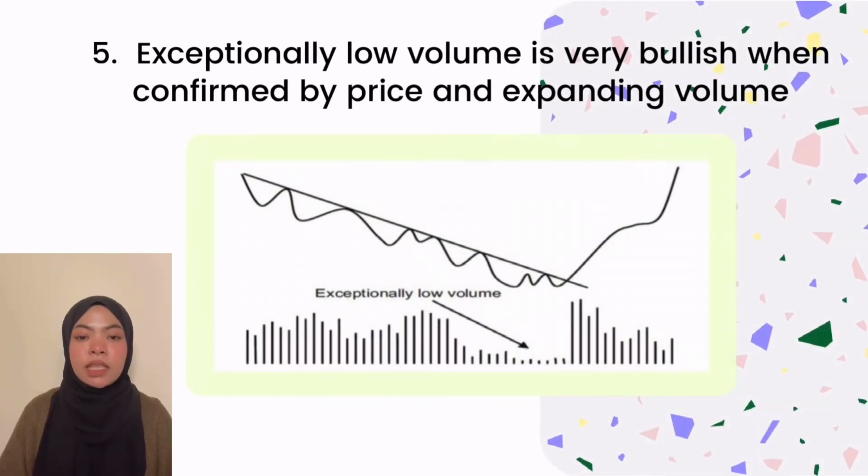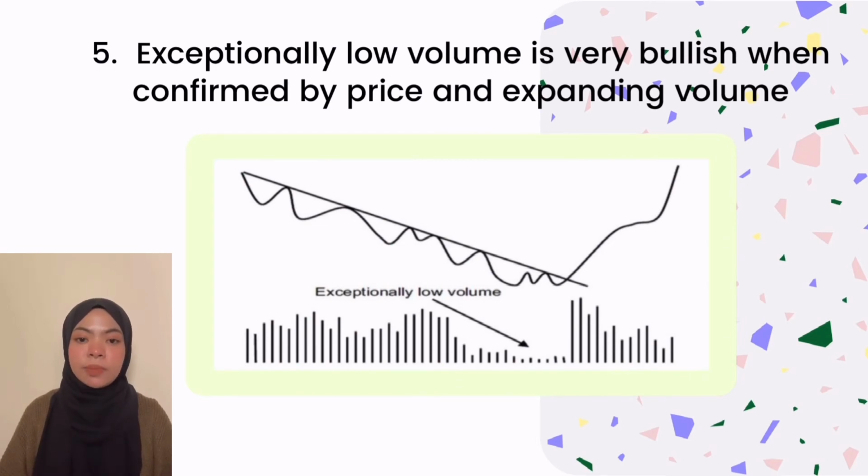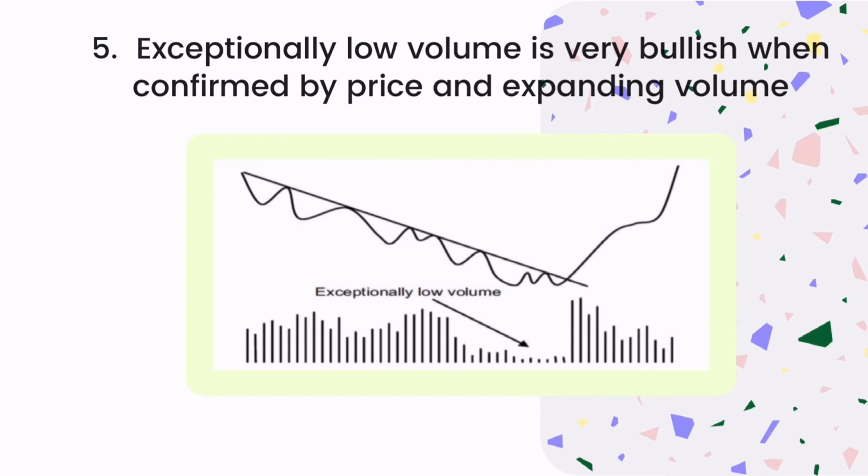Next is exceptionally low volume is very bullish when confirmed by price and expanding volume. When the price volatility shrinks to almost nothing and volume does the same, this indicates total disinterest. When the situation is eventually resolved, this is often followed by an above-average price move. In this chart, for instance, price and volume fall to the kind of level where the slightest movement in either direction will signal a dramatic price movement.